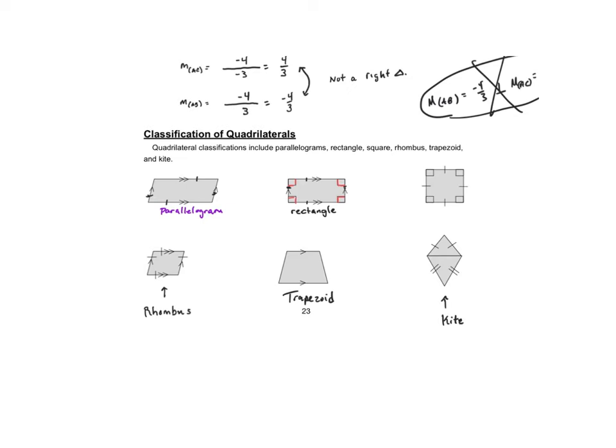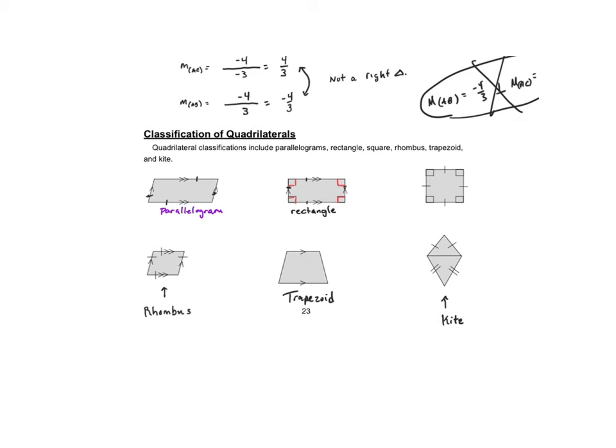So a kite is a quadrilateral with two adjacent sides that are congruent, right? These two sides are congruent, and opposite sides are not congruent. And I'm pretty sure we're going to find out that our diagonals intersect at a 90-degree angle. I don't know if that's going to be an issue or not.